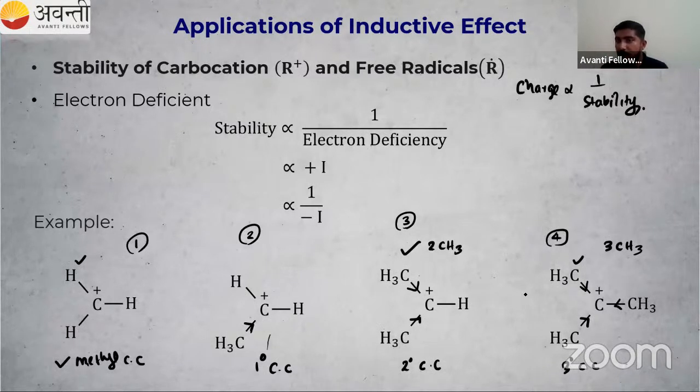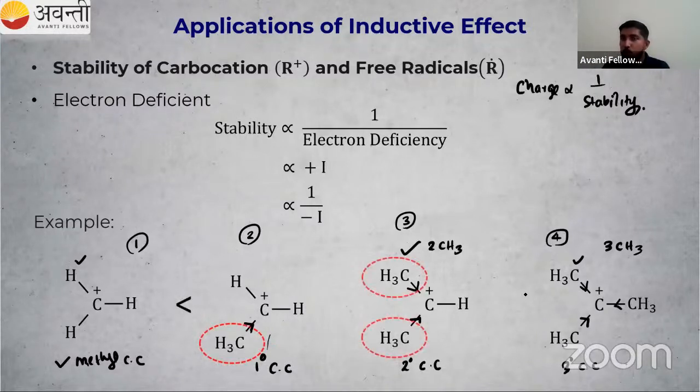The plus I effect is giving electrons to carbon. So for a positive carbocation, the positive charge will be reduced, because the negatively charged electrons are coming. If the charge is decreasing, stability increases. So the stability order is due to our CH3 group, which is showing plus I effect. This is the first application of our inductive effect: the stability of carbocation, which we can explain using the inductive effect.